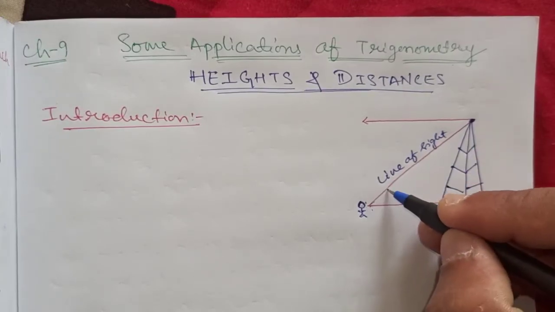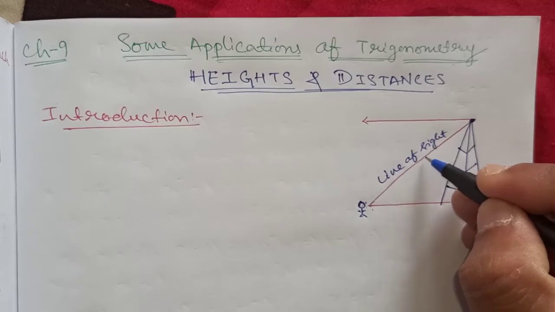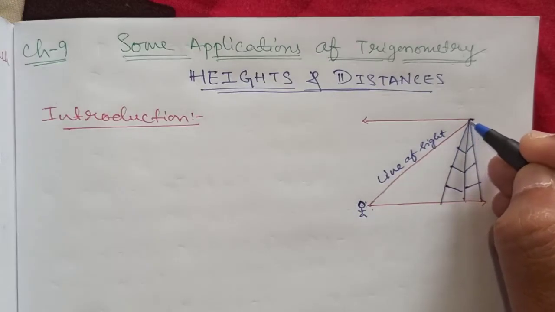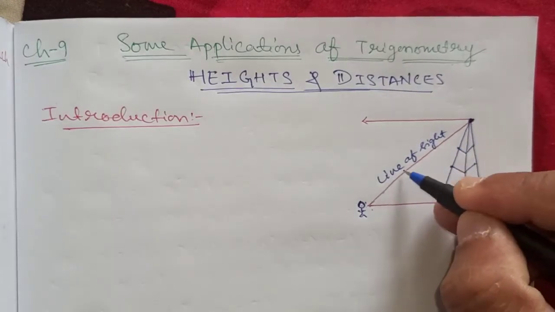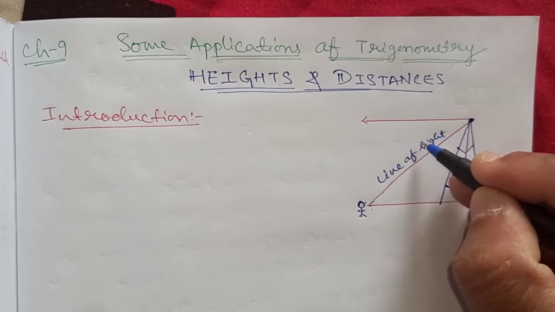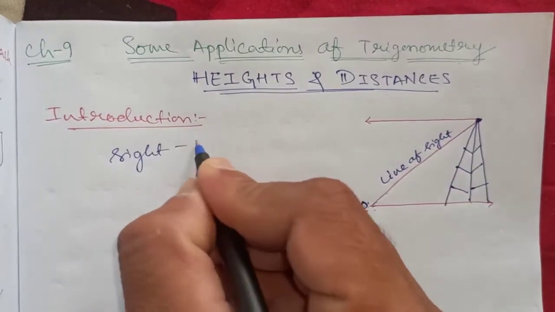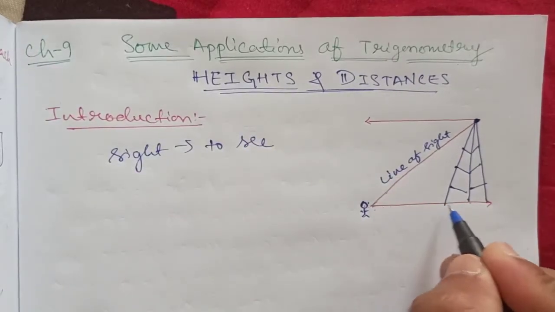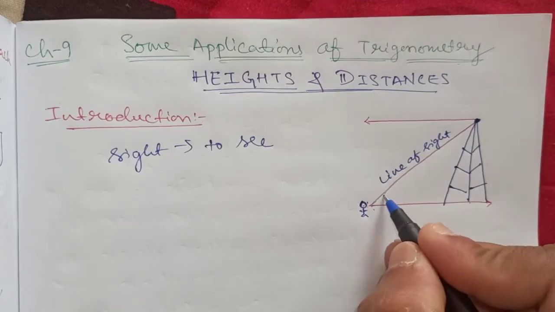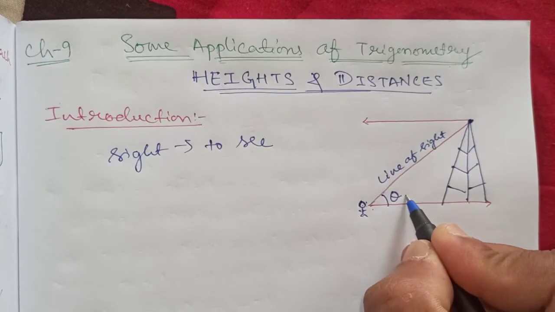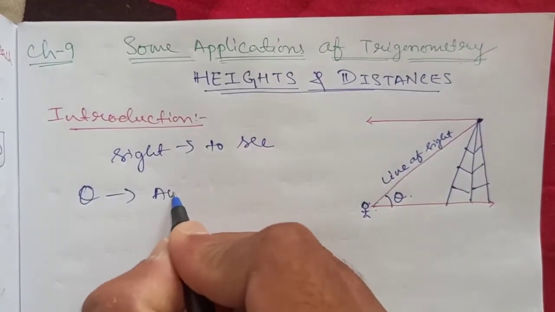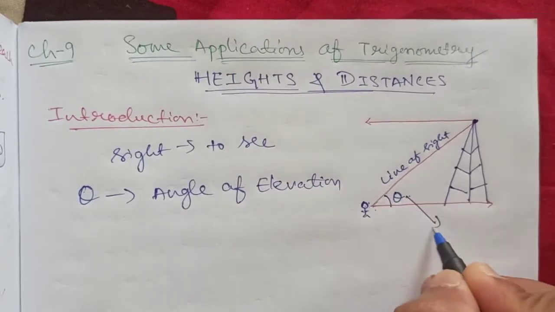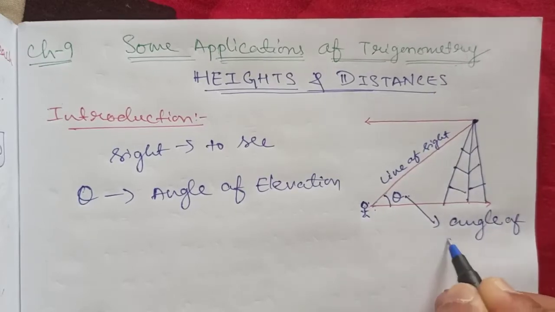That means through this angle or this slope the boy will look at the top of the tower. Sight means to see. This is the distance between the boy and the tower. Here we will get an angle. This angle theta is called the angle of elevation.